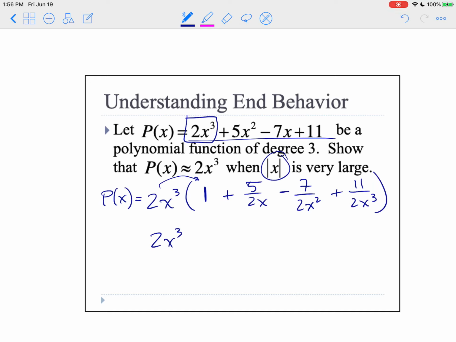But if we have 2x cubed, and then we plug in a really large number, 5 divided by 2 times a really large number is going to be a really small number. So let's just say it's not even going to be that large. Let's say it's 1,000. This is going to be 5 over 2,000, okay? And then if I plug in 1,000 and I square it, 1,000 squared is actually 1,000,000. So this would be 7 over 2 million.